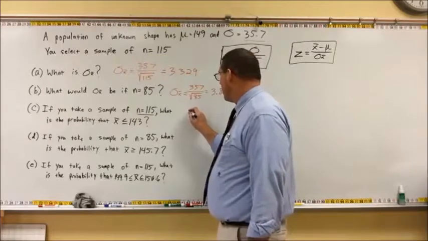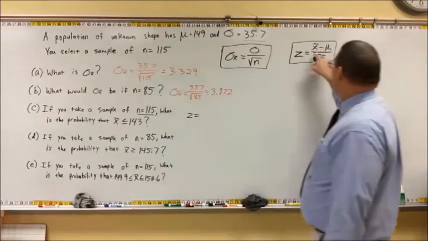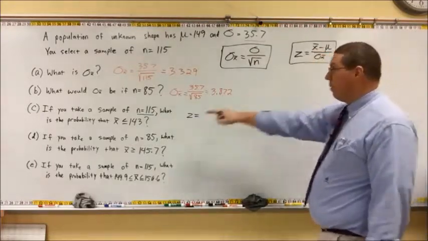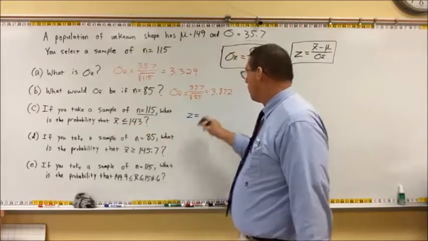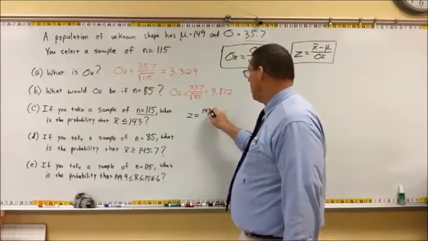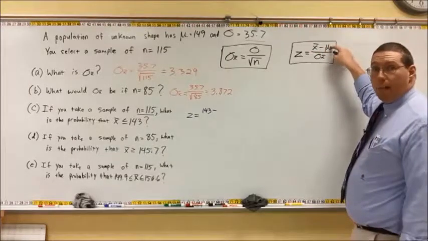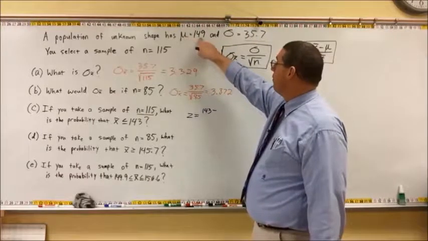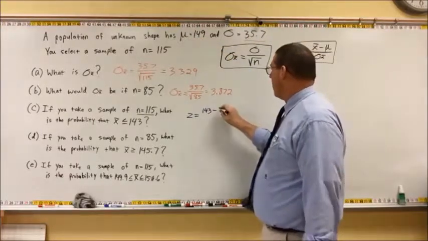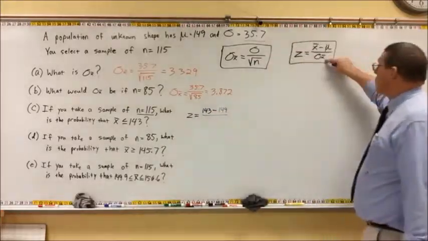All right, so z is going to be equal to, let's go to our formula, x bar. Well, that's given in the problem, x bar is 143. So I'm going to go 143 minus mu, the population mean, which is given in the problem, 149. So 143 minus 149 divided by the standard error.